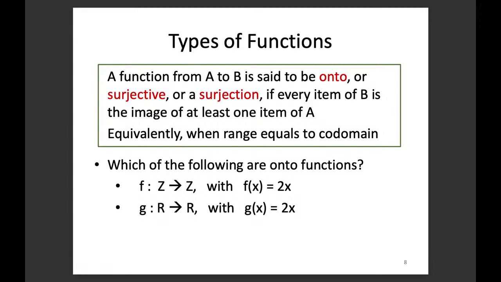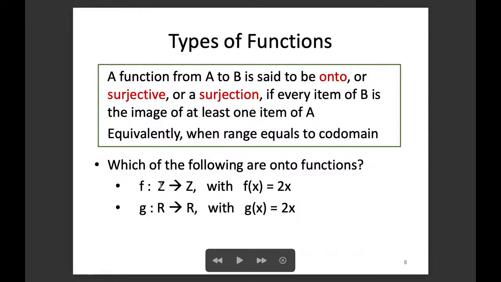Now the next type of function is called an onto function, or a surjective function, or a surjection. The prefix is like the surface of the Earth, surface of a sphere, surface of a cube, or whatever. Surface means something that is covering every part. So an onto function has the property that the range is exactly equal to the codomain. If that is the case, then every item of the codomain is being used, and in such a case, it is a surjection.